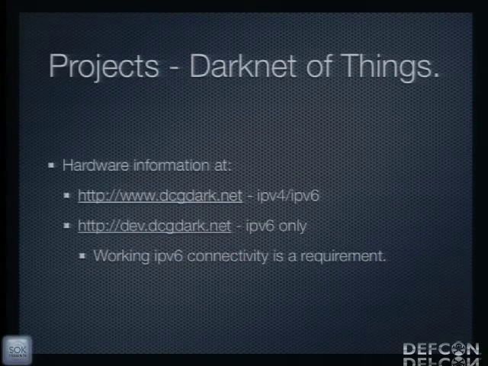And so here's some more information. We've got DCGDarknet.net, and the website itself is IPv4 and IPv6, and you're able to get a hold of it and go look at it. There's not a whole lot there. It's a WordPress blog. Don't hack my shit, please. Thank you very much. I realize it sucks.